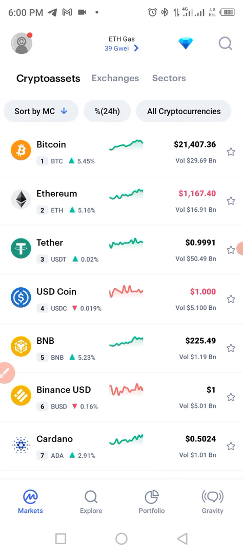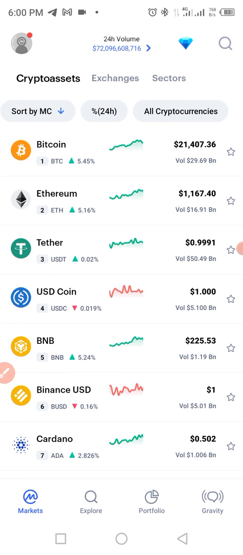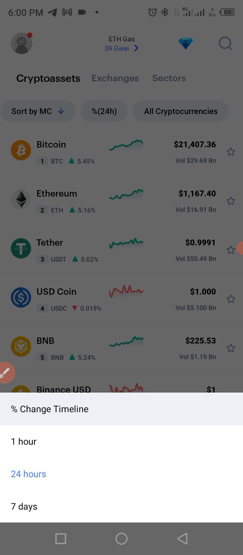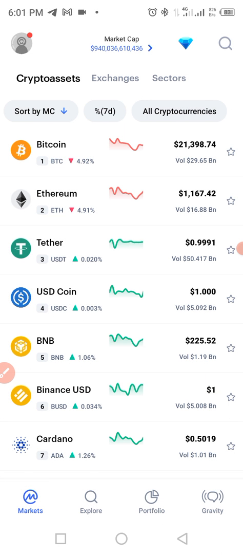Then this 24 hours shows you the 24 hours volume. Let's say you want to check it. Once you click on it, it's going to show. This data can be showing you the last 24 hours, or the last 1 hour, or the last 7 days. Whichever one you want to choose, you can just choose it. But it's better if you choose 7 days. You can see the graph just changed because you're looking at it within the last 7 days.